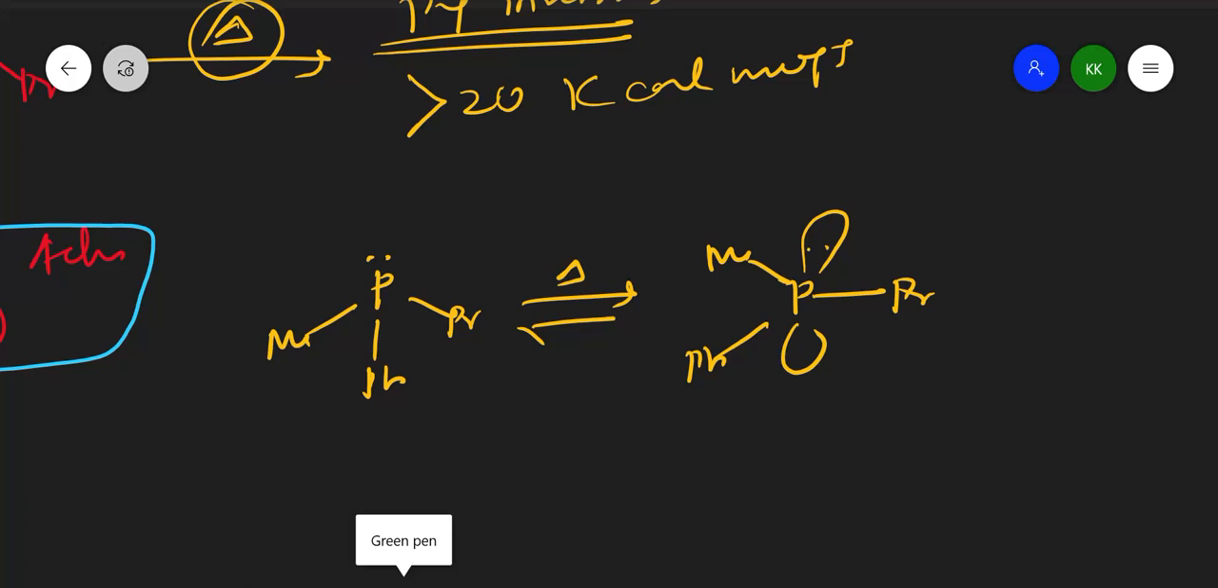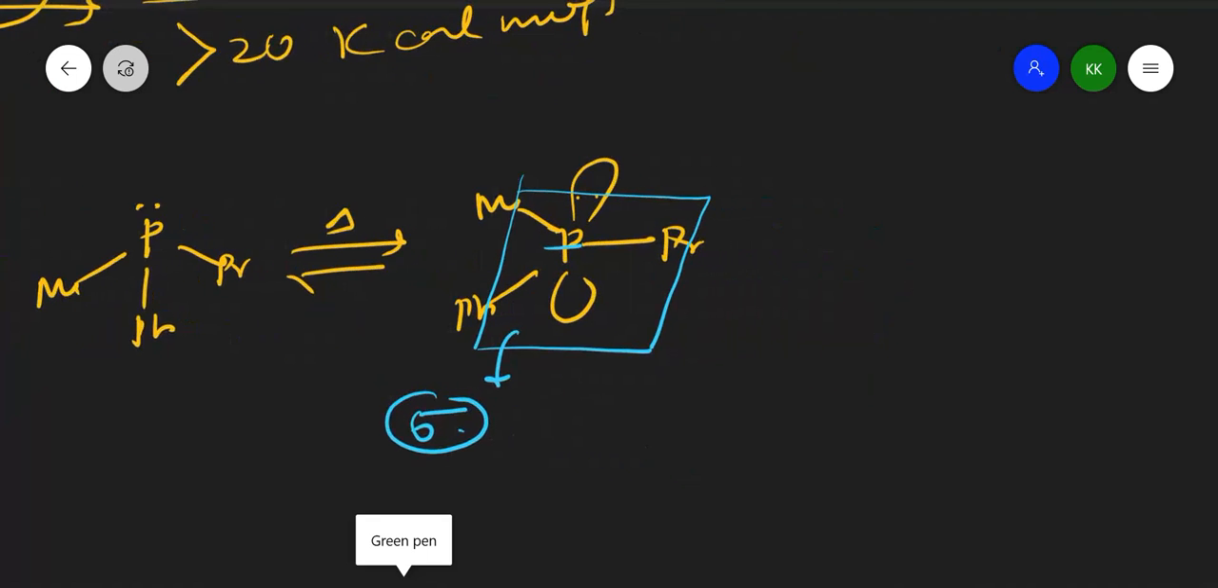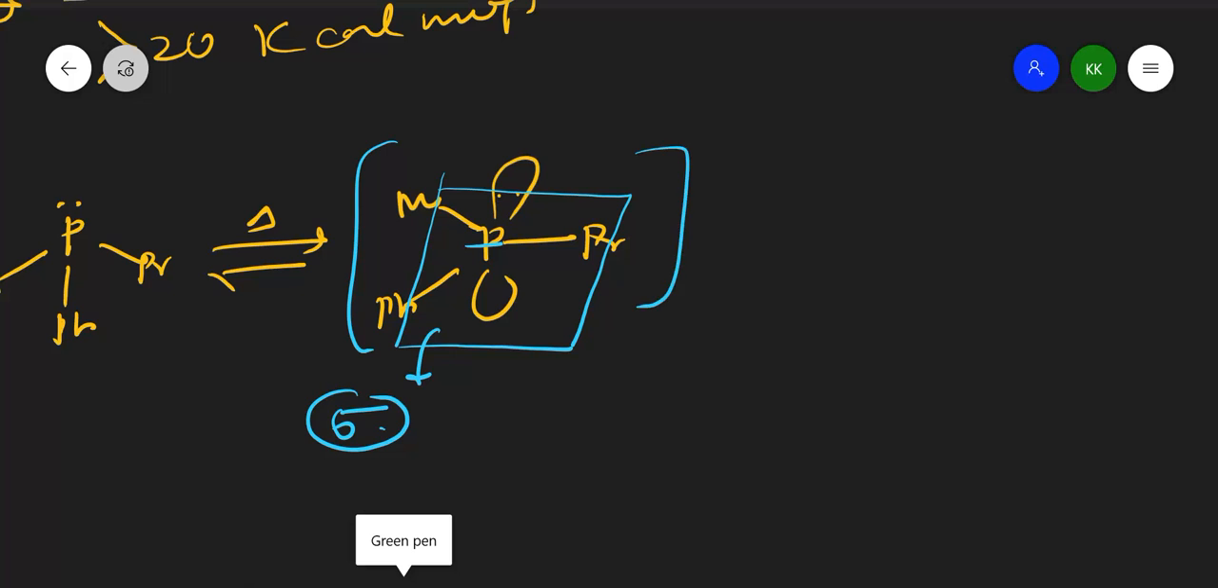As all are in same plane, if I take a plane, I can cut all these into equal halves like this. This phosphor, methyl, phenyl, everything. So there is a plane of symmetry. Since it has got a plane of symmetry in this transition state, it became optically inactive like this.